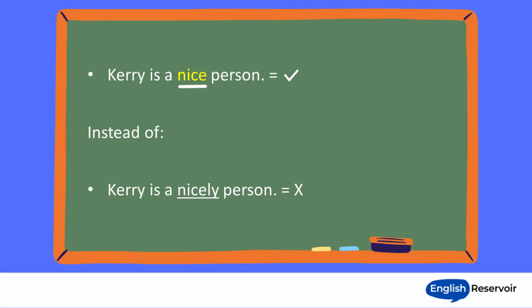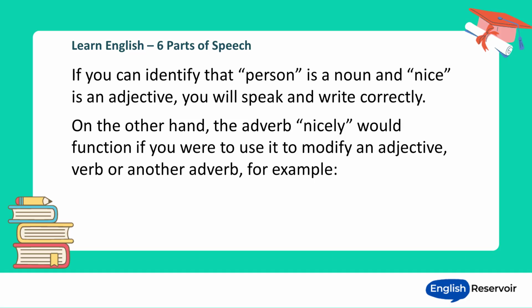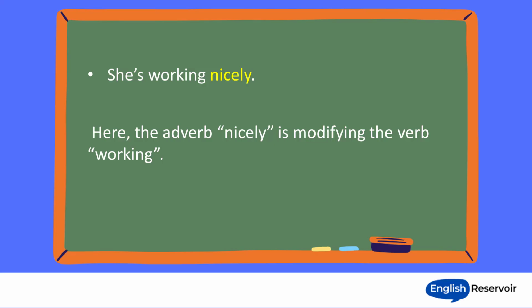Carrie is a nice person. Instead of, Carrie is a nicely person. If you can identify that person is a noun and nice is an adjective, you will speak and write correctly. On the other hand, the adverb nicely would function if you were to use it to modify an adjective, verb, or another adverb, for example. She's working nicely. Here, the adverb nicely is modifying the verb working.